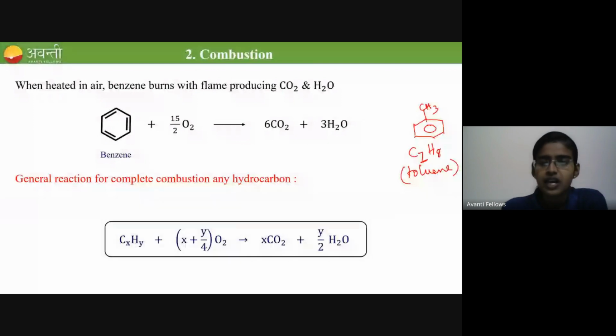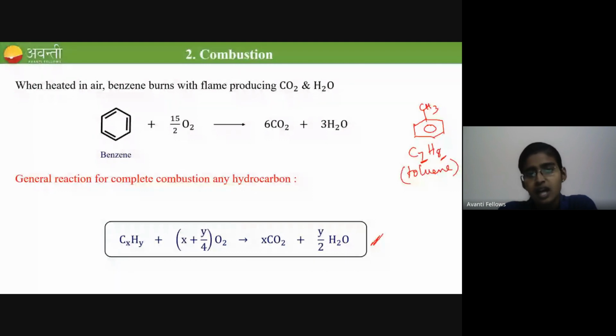So if you're having any aromatic hydrocarbon, you have to use this general formula. If here X value is 7 and Y value is 8, then you have to substitute all those values, and X plus Y by 4 moles of oxygen will produce X moles of carbon dioxide and Y by 2 moles of water. So this is a general reaction for any complete combustion. Got it? So these two reactions, addition reactions and combustion reactions, are the other reactions of benzene.